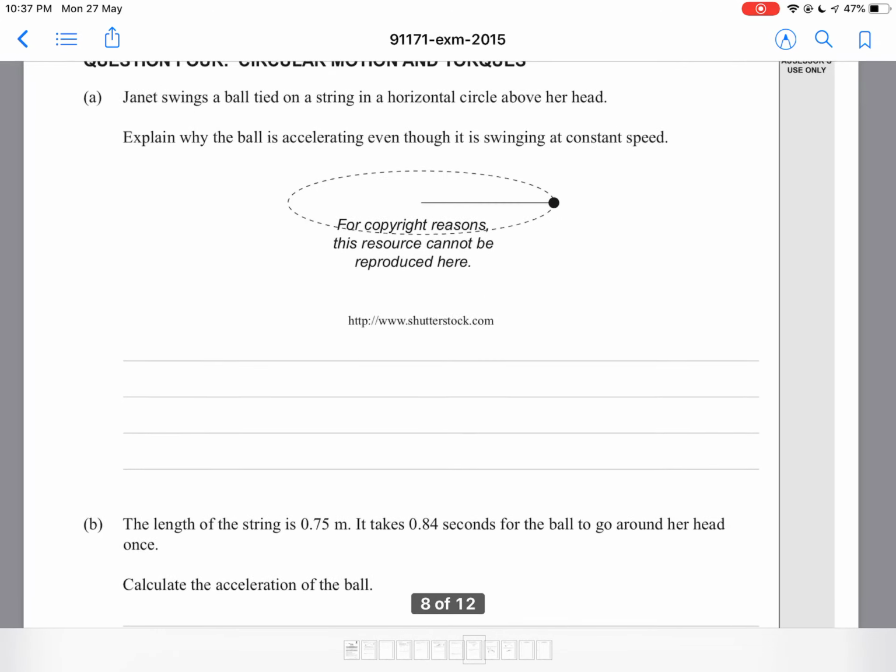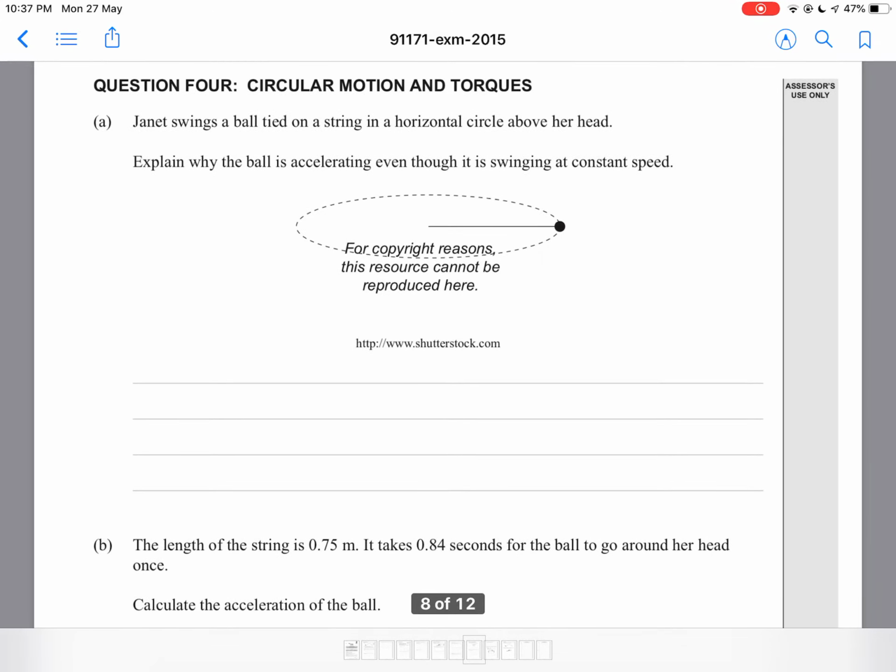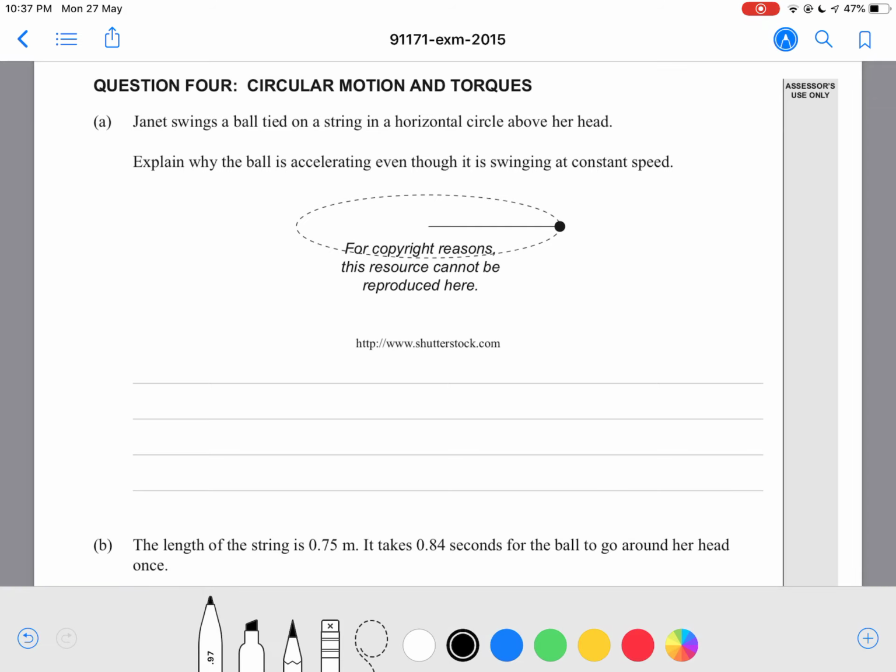Alright, so let's just move on to question 4. Circular motion and torques. Janet swings a ball tied on a string in a horizontal circle above her head. Explain why the ball is accelerating, even though it's swinging at a constant speed.